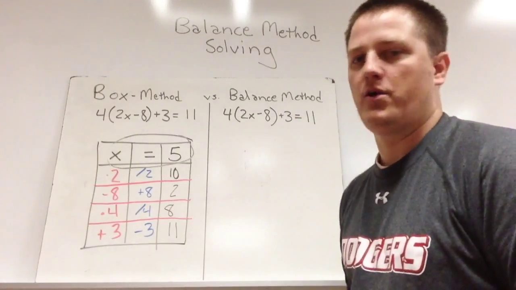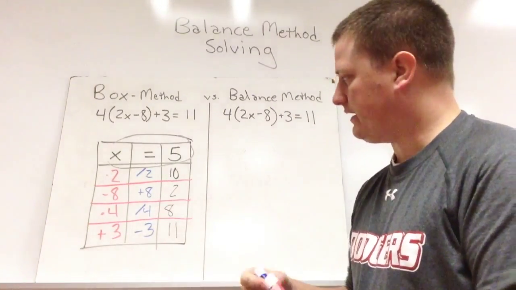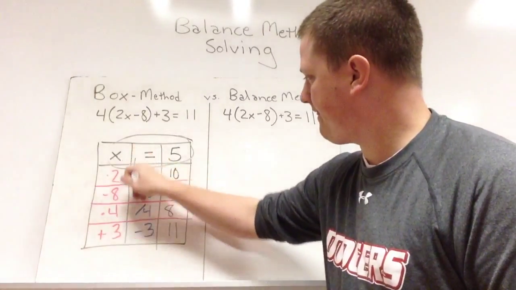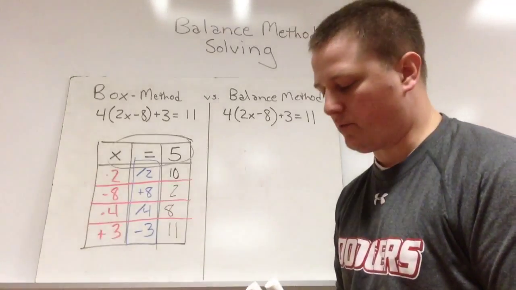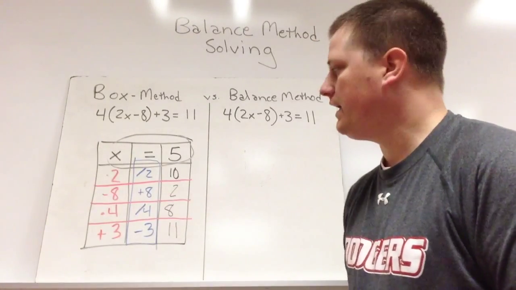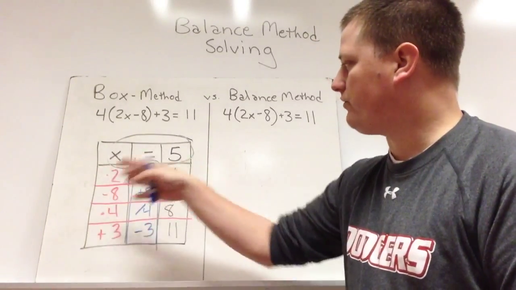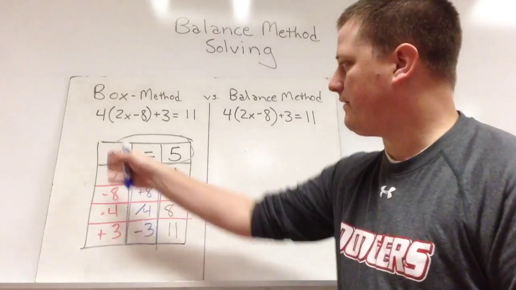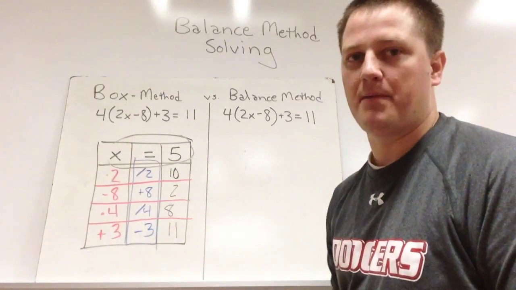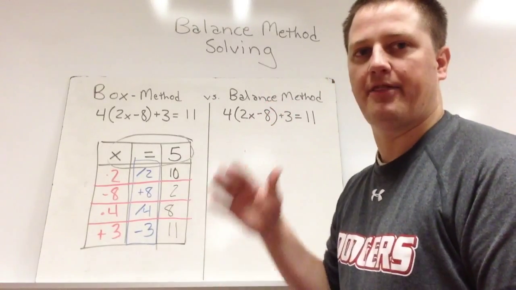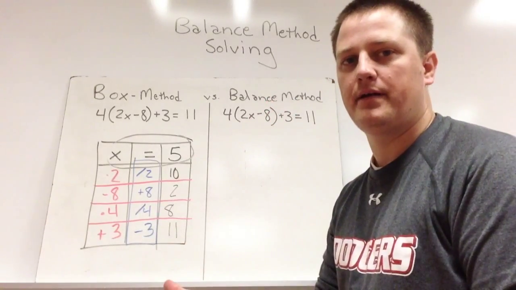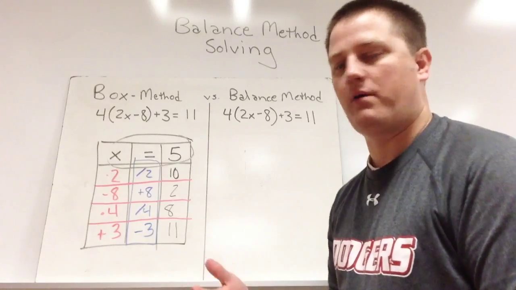In the balance method, we're going to actually be doing this middle step. So it's going to seem like we're doing less work. We're actually doing the same amount of work. The only thing is we're not writing out this left side every time. But we still need to think about it. We need to think, okay, what's our first, second, third, fourth step? And work backwards from that.